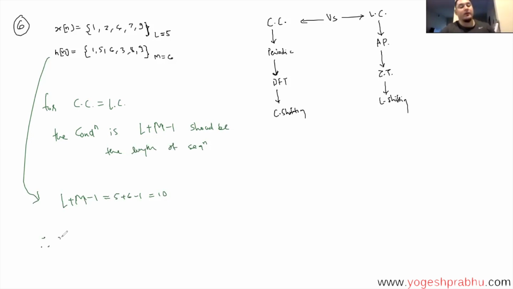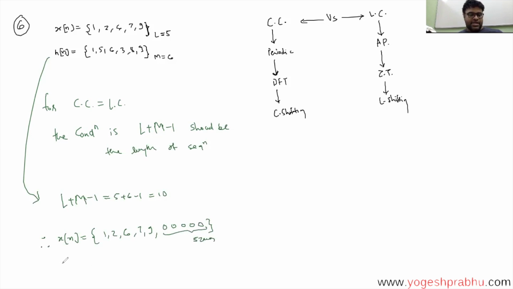Write x of n as 1, 2, 6, 7, 9, and then 5 zeros. And h of n is 1, 5, 6, 3, 8, 9, and then 4 zeros. This is called zero padding.